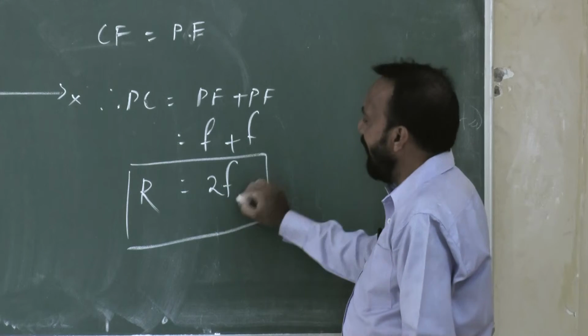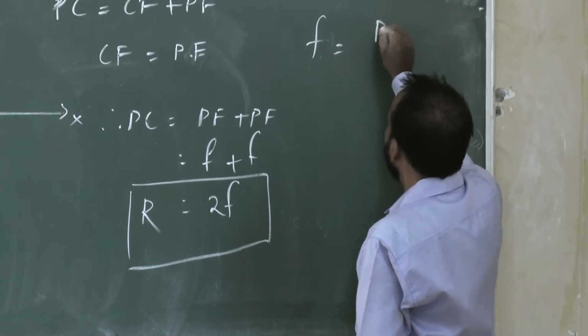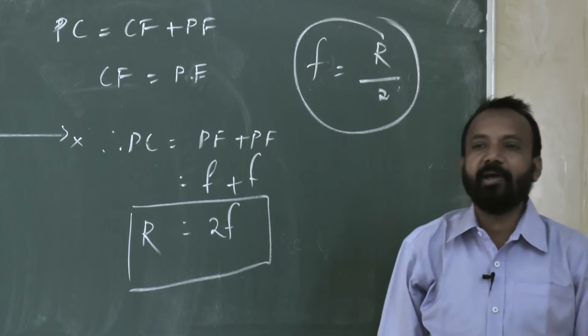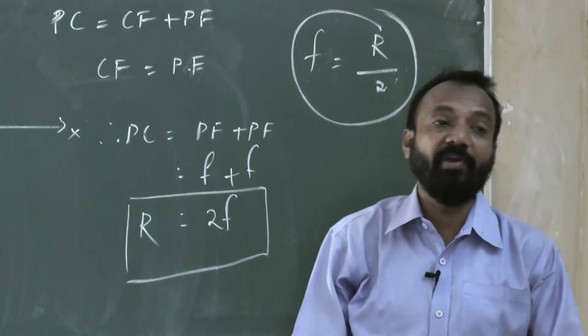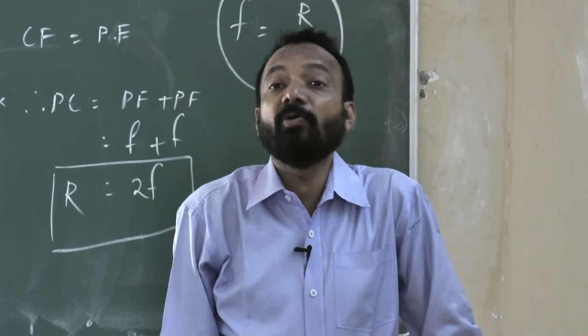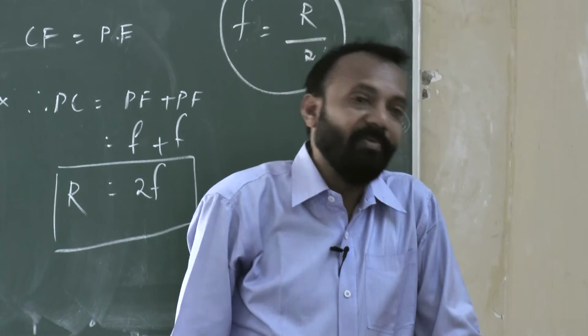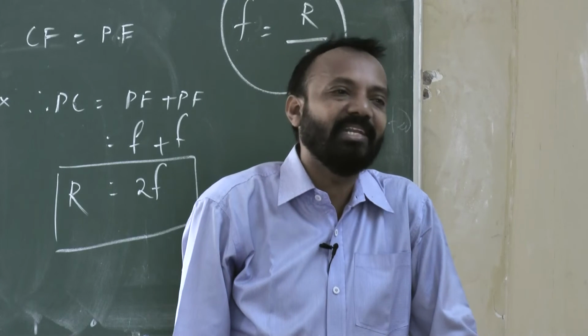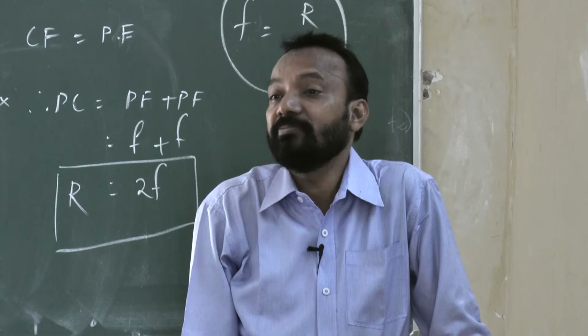So from here I can find the focal length, and the radius of curvature by 2. This is a very important formula. It may come in the exam. If the radius of curvature is given, find the focal length. If the focal length is given, find the radius of curvature. If the focal length is given as 15 centimeter, what will be the radius of curvature?